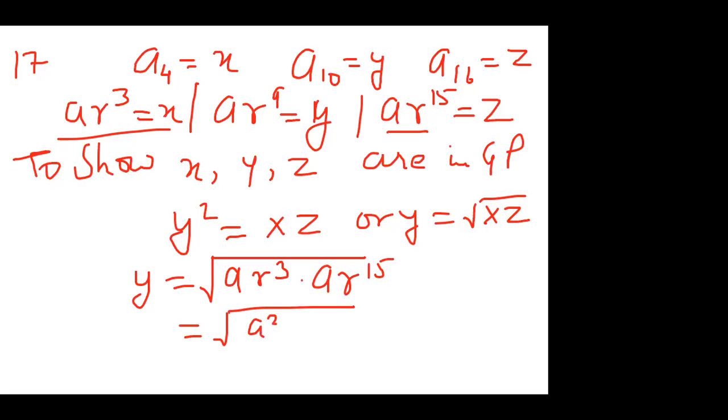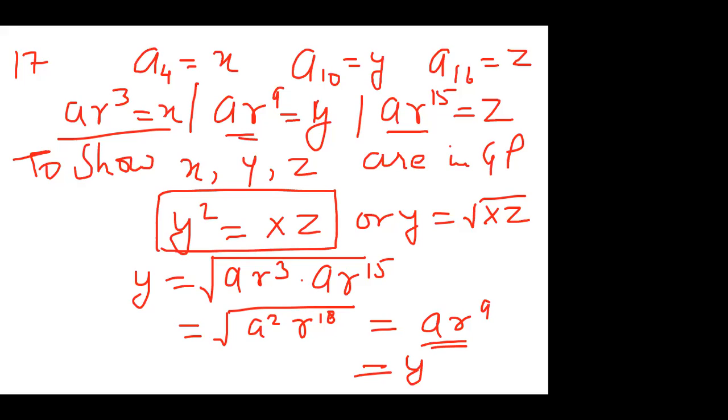So a squared r to the power 18. When we take the square root, it becomes a r to the power 9, and a r to the power 9 is y. That was the task to prove. So x, y, z are also satisfying the condition of geometric mean, and they are in the geometric progression. x, y, z are also in GP.